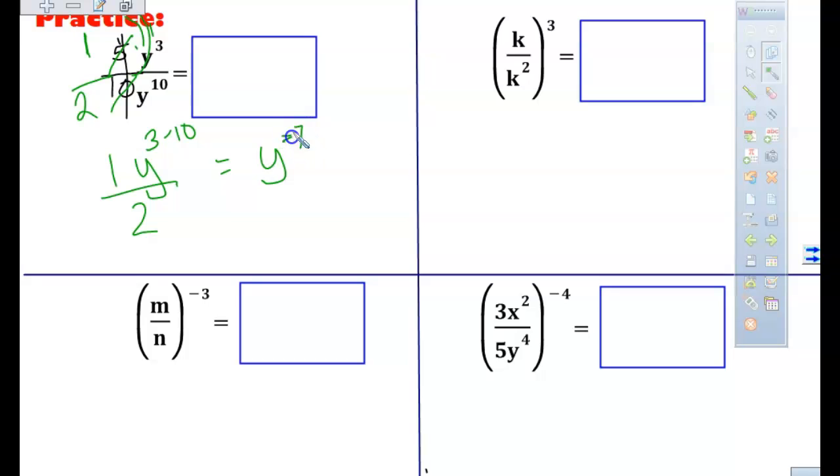Oh, -7. That makes sense. So it's going to be -3 minus 10, -7. And I have 2. Can I write the 1 there? Yes. Do I have to write the 1? No. Right? So I'm going to keep going with this one.